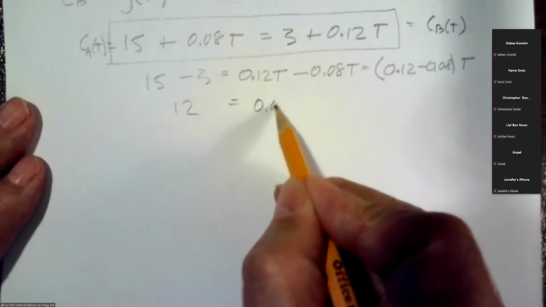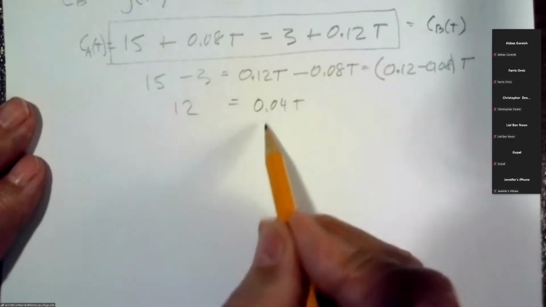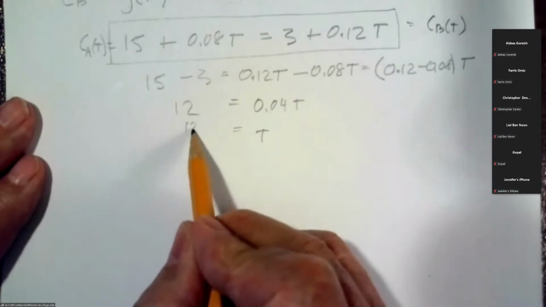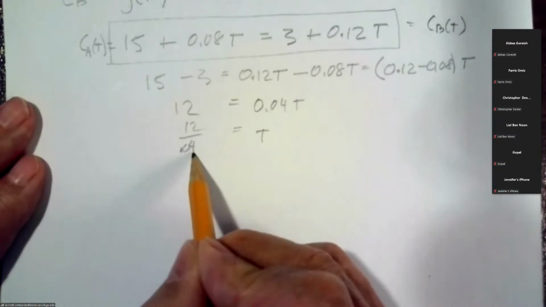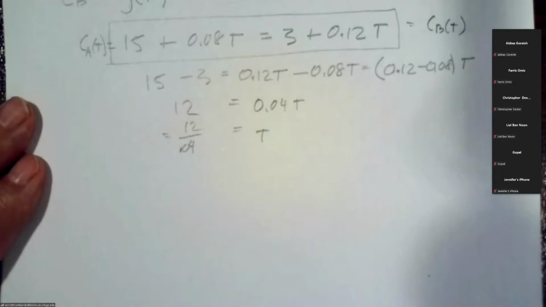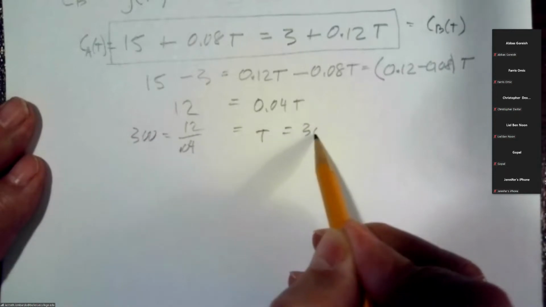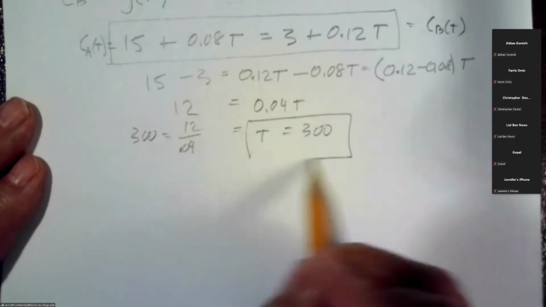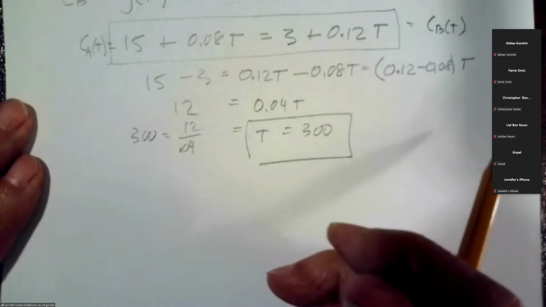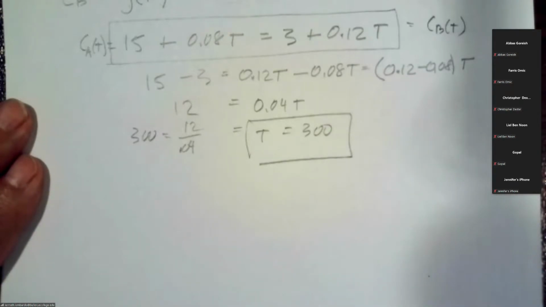Is this 0.04 t? Where t equals 12 over 0.04. 12 divided by 0.04 is 300. Is that what you guys get? Is my arithmetic correct here? Yeah, I got the same thing.